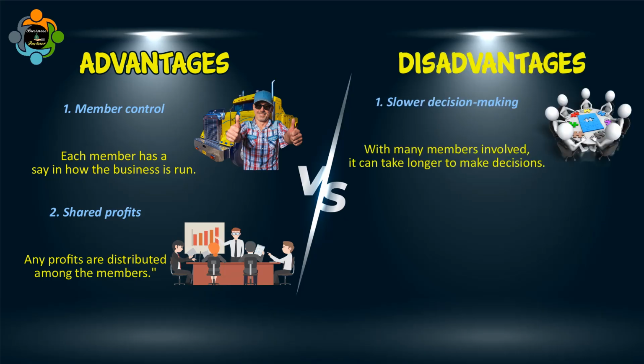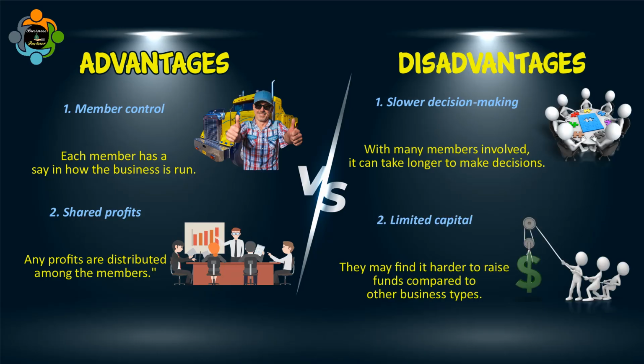Disadvantages. Number 1. Slower decision making. With many members involved, it can take longer to make decisions. Number 2. Limited capital. They may find it harder to raise funds compared to other business types.